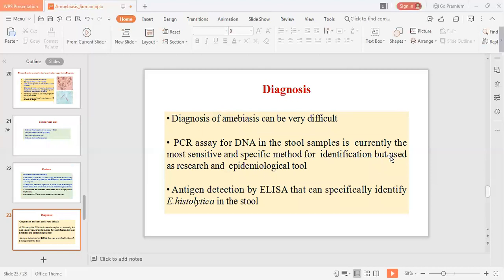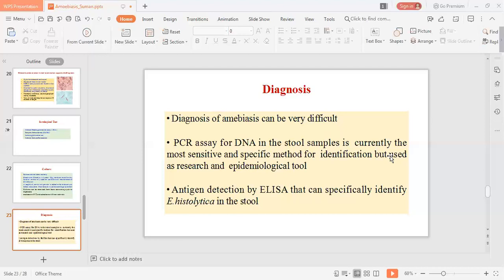Diagnosis of amoebiasis is very difficult by simple microscopic observation. So if you go for further study, the best way is to isolate DNA from the feces or stool. Then you have to go for PCR, and this is the most sensitive and specific method for identification. But it is mostly used as a research and epidemiological tool, not by the pathological centers, because it's very costly.